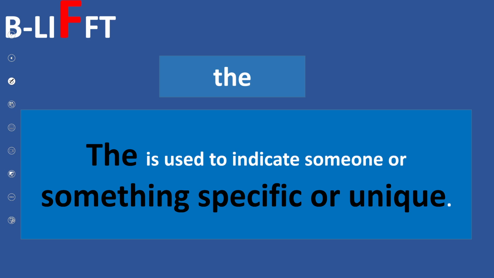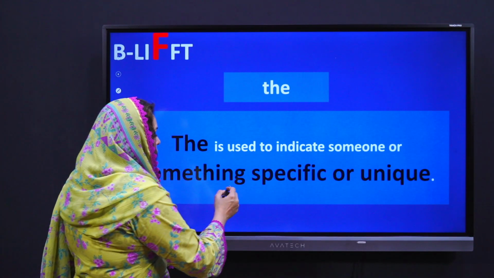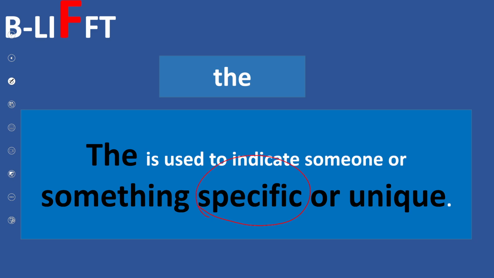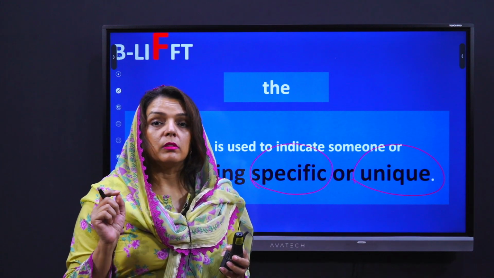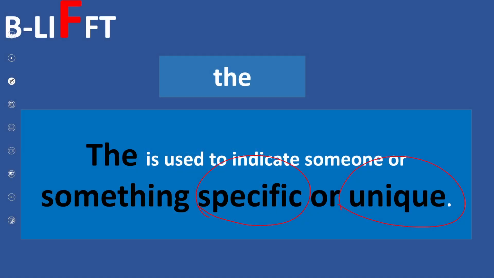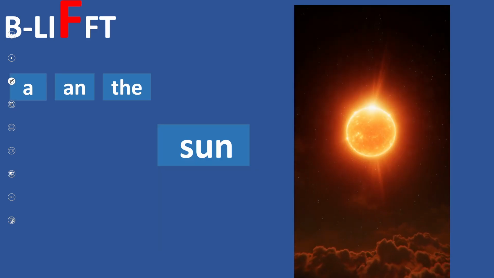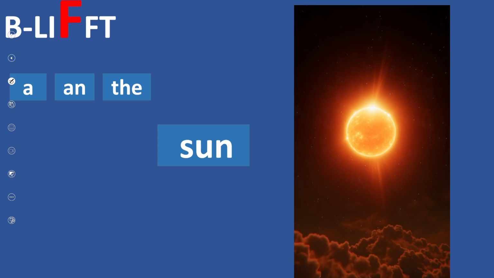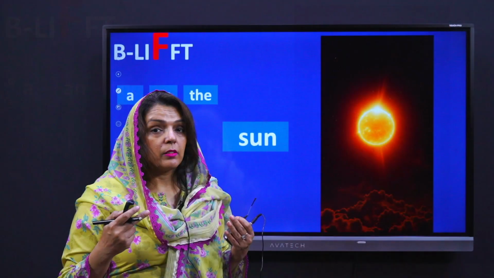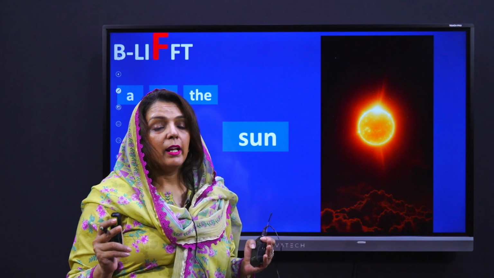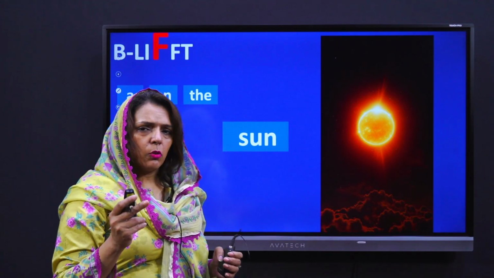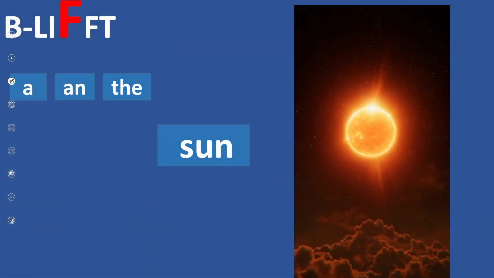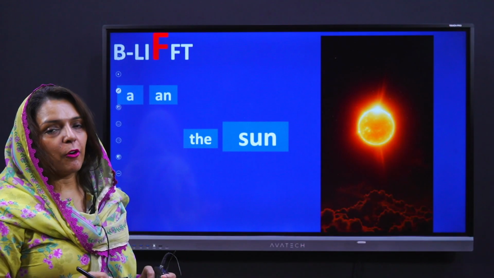So, let's look at the article the. We always use the with specific or unique things. The things which are very special, we use the before them. Let's look at the example. Sun. Sun is very special. It is unique. It is the only one in the solar system. So what should I place? A, an, or the? Yes, the. Always write the before the sun.